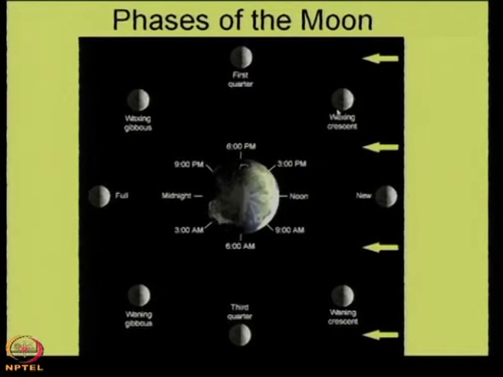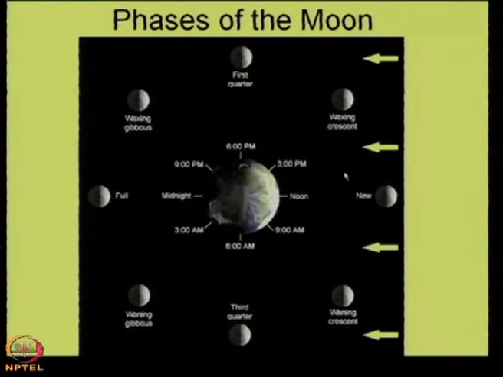Now, the moon also rotates around the earth, and depending on the position of the moon relative to the direction of the sun, we only see a part of the illuminated face, we do not see the entire illuminated face. For example, when the moon is in the same direction as the sun, then the part that is illuminated is completely away from us. So, we only see the dark side of the moon, so we do not see anything, that is called new moon.